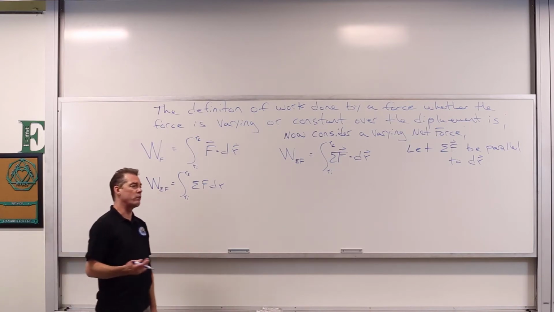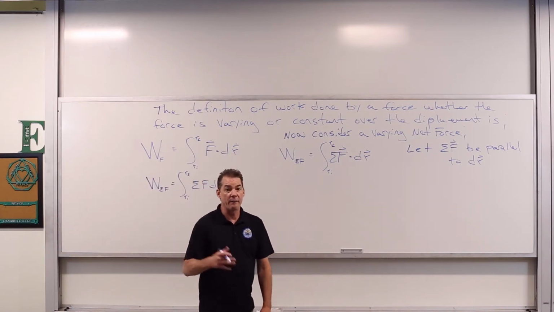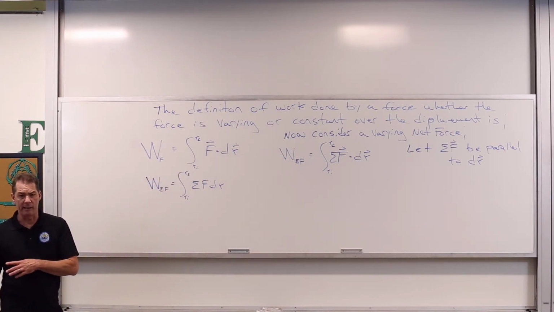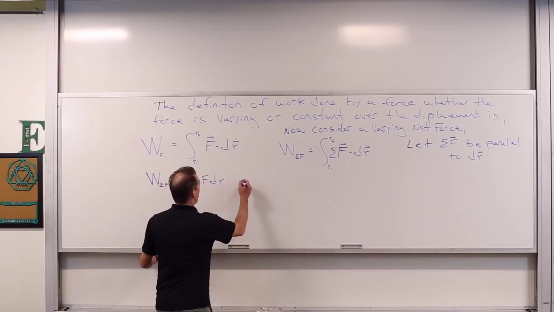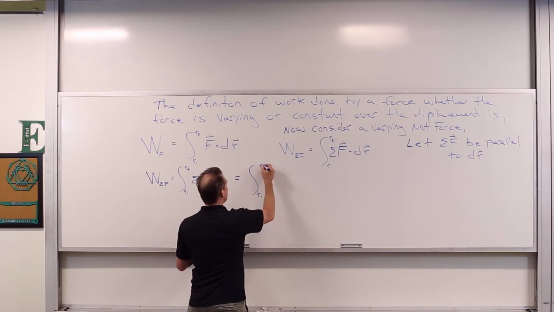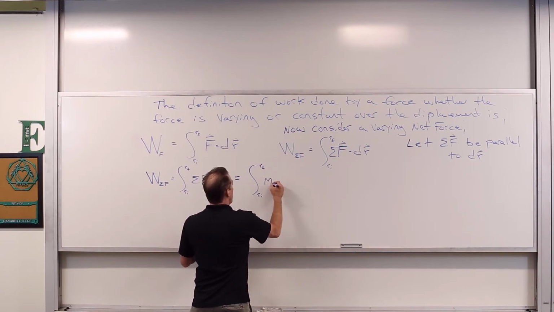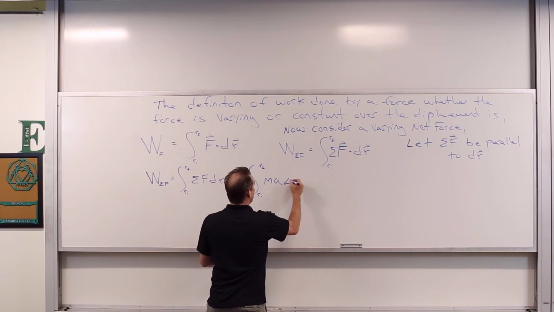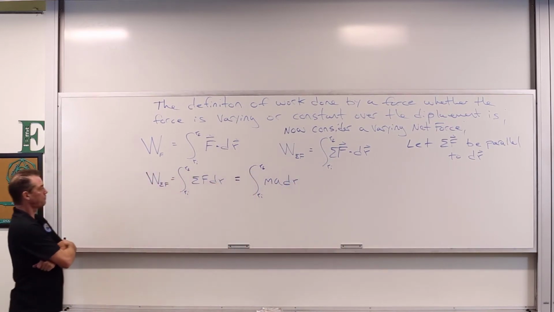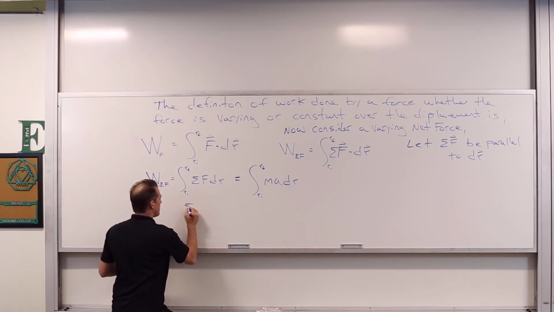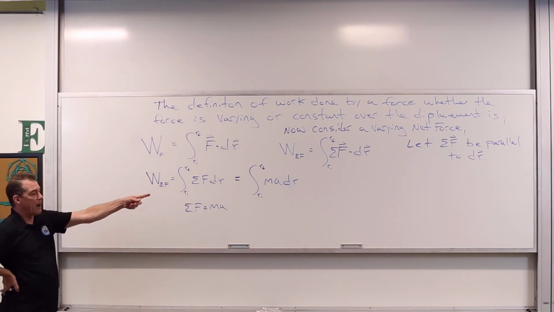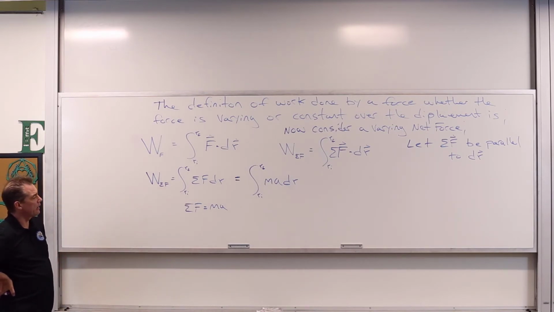Whether it's a varying force or a constant force, the net force still produces the acceleration. If the force is varying, the acceleration is varying in the same sort of manner, right? So we can still write this as being the integral from r initial to r final of ma dr. All right, good. And again, this is because sigma F is equal to ma for varying or non-varying force. But now we've got a varying acceleration. So how are we going to deal with that?